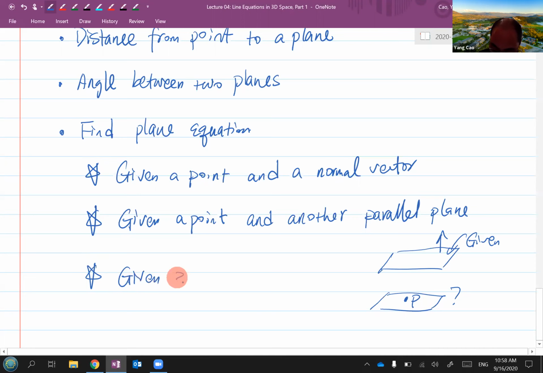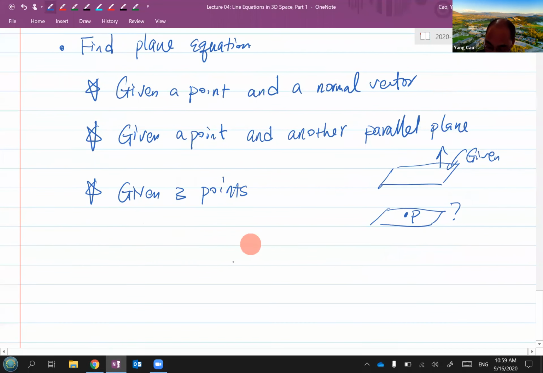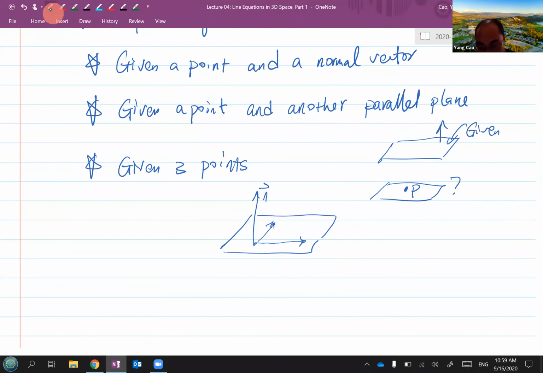Another easy one is, let's say you have 3 points given. As we learned in geometry, 3 points uniquely determine a plane. This is actually how we derive a plane equation. Once you have 3 points, you can use any one of the points as the point on the plane for the plane equation. Then you find the normal vector by doing the cross product, first forming the 2 vectors using the 3 points.